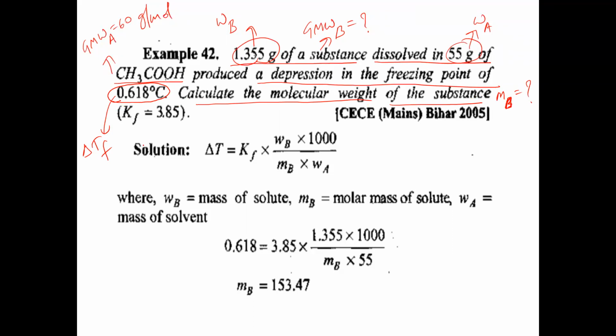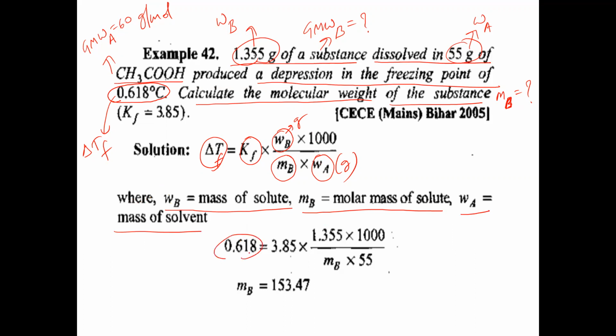Okay, and now listen here. Delta TF, the depression in freezing point, is equal to Kf, the molar depression constant. Delta TF is equal to Kf into Wb by Mb, weight of solute by gram molecular weight of solute, into 1000 by weight of solvent in grams. Weight of solute and weight of solvent are taken in grams. Where Wb is the mass of solute, Mb is the gram molecular mass of solute, and Wa is the mass of solvent.